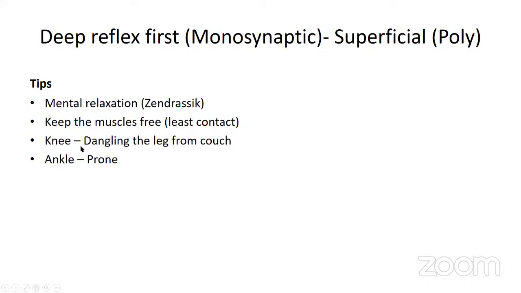For the knee jerk, the best way to elicit it is dangling the leg from the couch, so there is nothing to hold. If the limb is hanging from the couch, just tap the ligamentum patellae, and that can easily elicit the knee jerk. Similarly, for the ankle jerk, ask the patient to lie prone or lateral, so the patient is stable. Nothing is held; just tap on the tendo Achilles, and gravity will help the stretching. That is the way to elicit the ankle jerk.